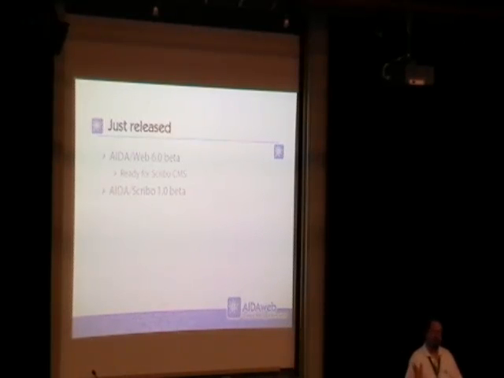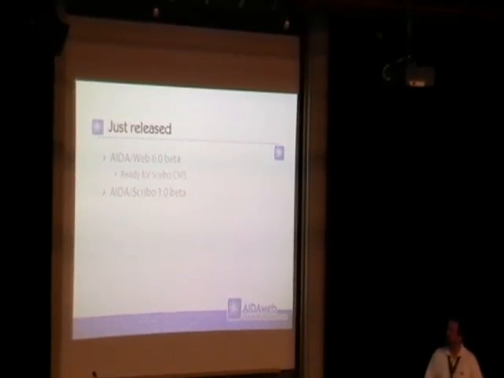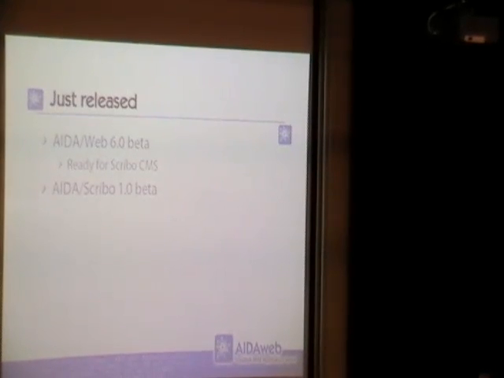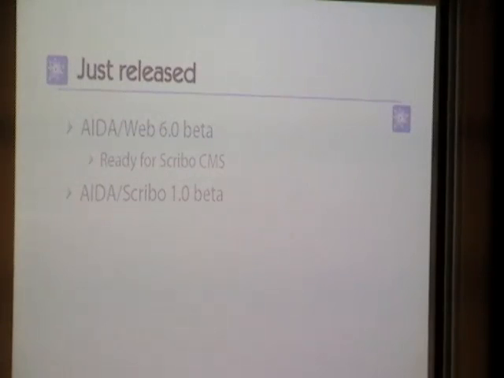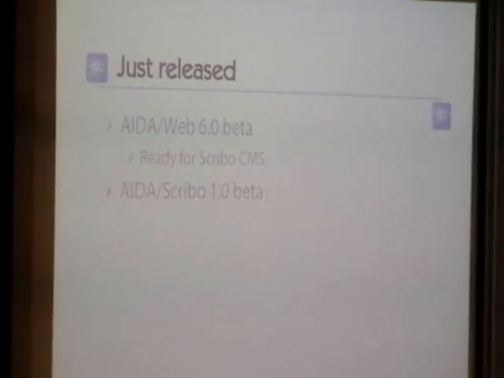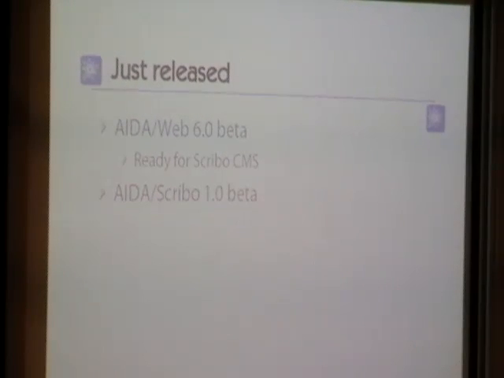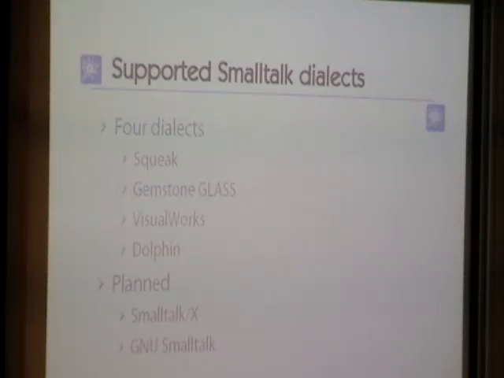Okay, we just released a beta version of AIDA 6 and AIDA 201. But Aida-Web is not much different, but it is ready for Scribo CMS. That was the main reason to release a completely new major number for AIDA. While Scribo is a new old thing, the art was already 5 years old technology. But Scribo has now come into the open source world. And it will be supported not only for VisualWorks, but also especially for Squeak and GemStone. So those three are for now our target for Scribo.